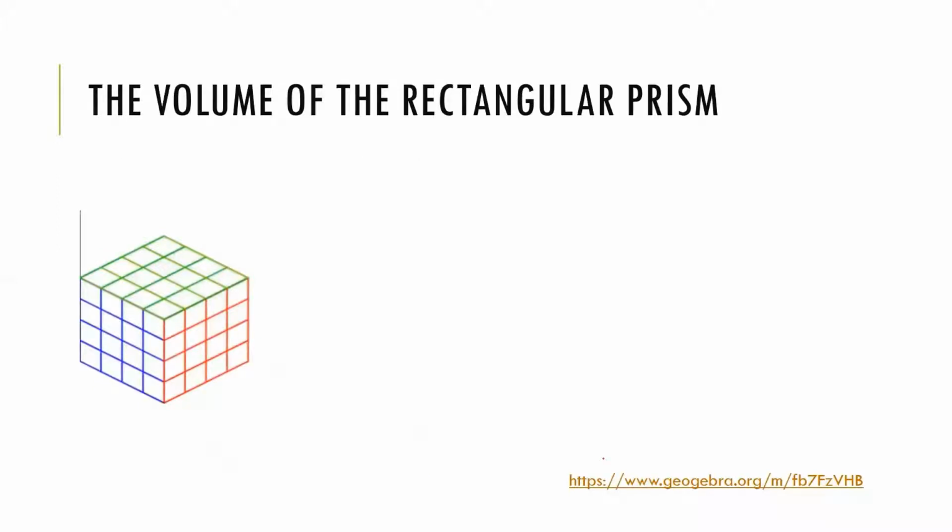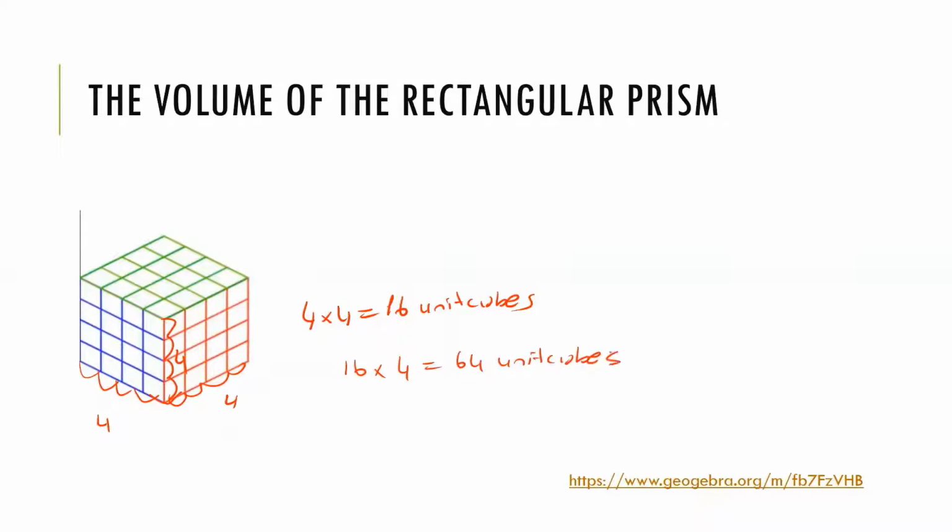In this rectangular prism, let's find its volume. On the base, its length is 4. Its width is 1, 2, 3, 4. Its height is 1, 2, 3, 4. You can see here, on the base we have 4 multiplied by 4, so 16 unit cubes. And the height is 4, so we should multiply 16 and 4. It equals 64 unit cubes. Let's look at the GeoGebra.